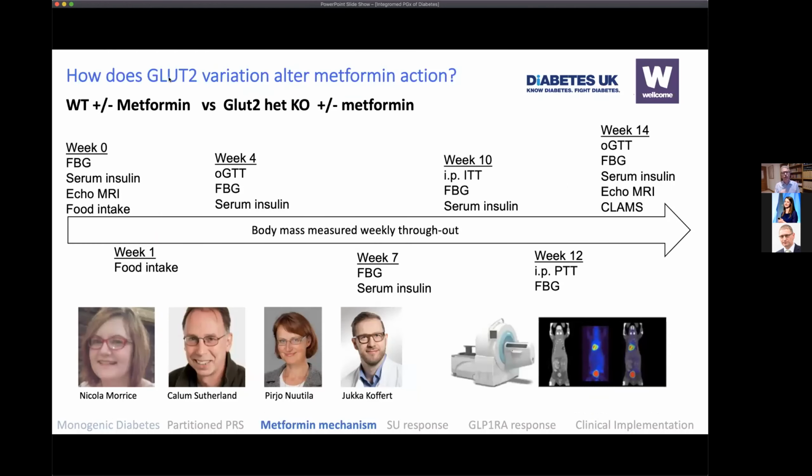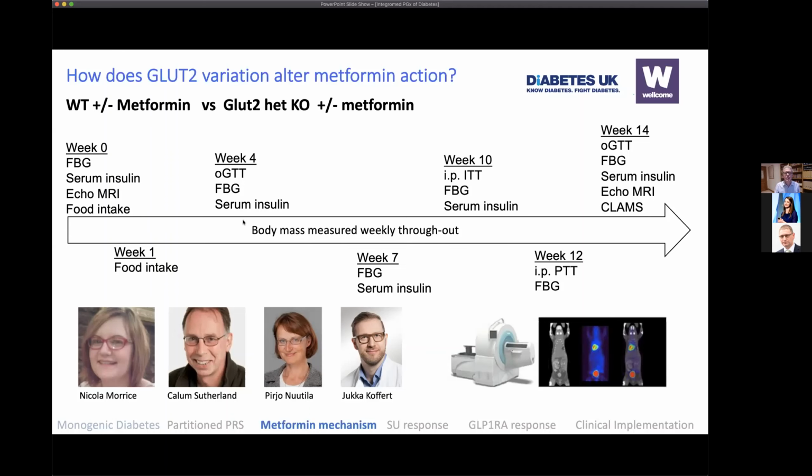Given the fact that we've found a GLUT2 variant alters metformin response, we then undertook some mouse studies with some colleagues in Finland. And again, I won't go through the detail for time, but we undertook fairly extensive phenotyping on these mice who were heterozygous null for GLUT2, and this was whole body knockout. And we found no phenotype at all in terms of insulin sensitivity, glucose tolerance, until we put them into a PET CT scanner, which is why they went across to Finland.